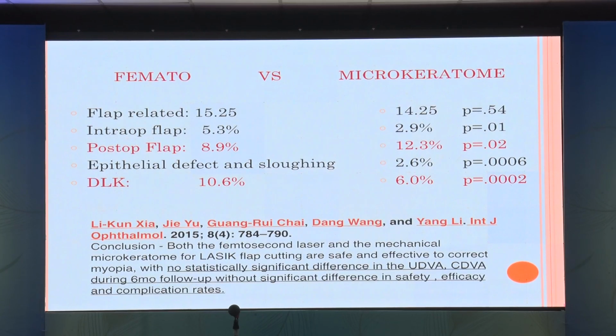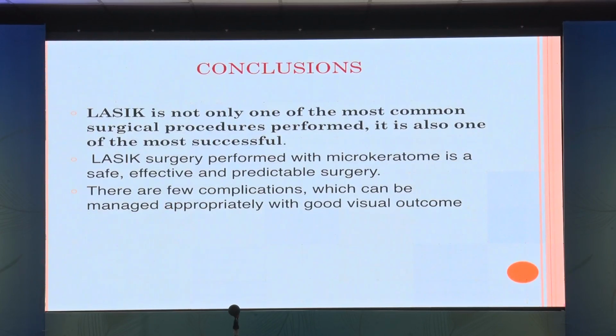Some differences between the flap which we create with the femtosecond and the microkeratome. We see that postoperative flap complications are a little high with the microkeratome, around 12.3%, compared to the postoperative flap with the femtosecond, where it's around 8 to 9%. Then another complication which occurs more commonly with the femtosecond is DLK, which occurs in about 10% of the cases, whereas with microkeratome it occurs in about 6% of the cases. Some of the other complications are almost the same in both, whether we do a microkeratome or femtosecond based flap.